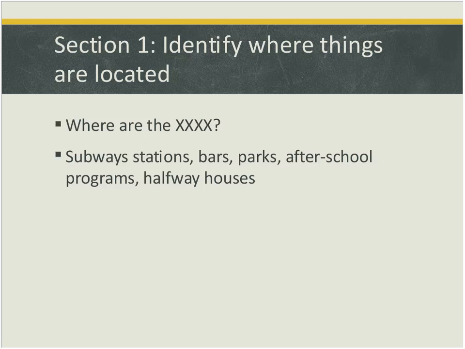So we can answer questions like, what's the distribution of locations such as subway stations, bars, or parks that we think might be related to crime? Or we can look at protective factors like the locations of after-school programs.